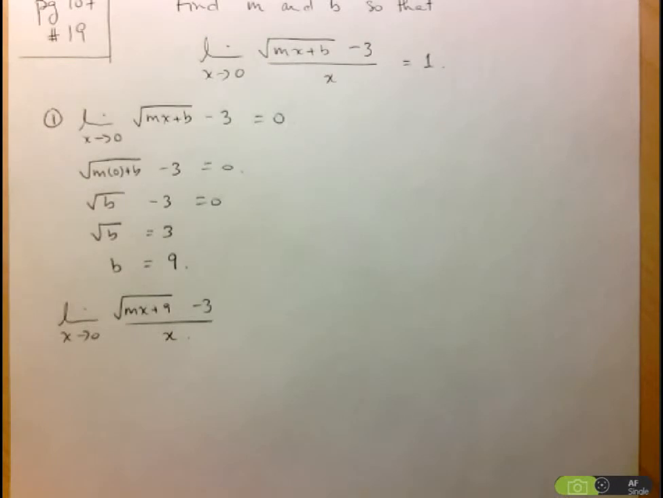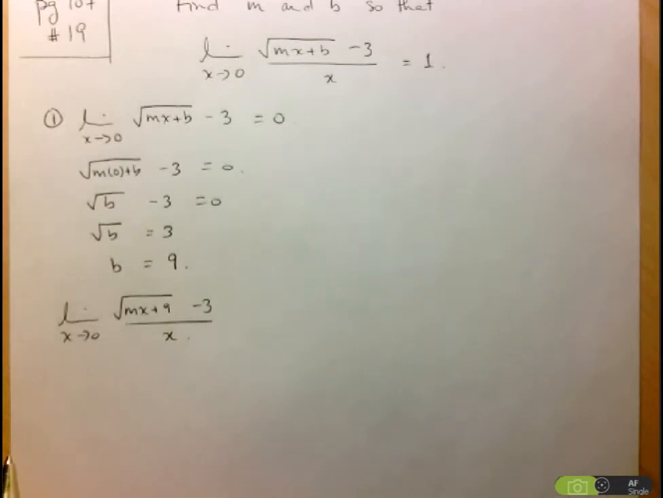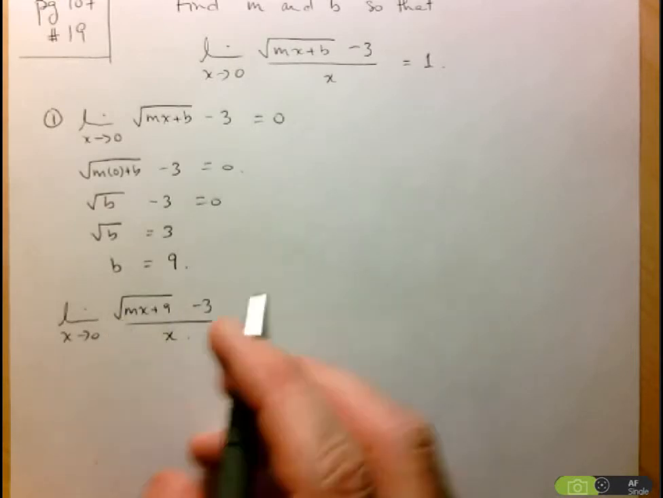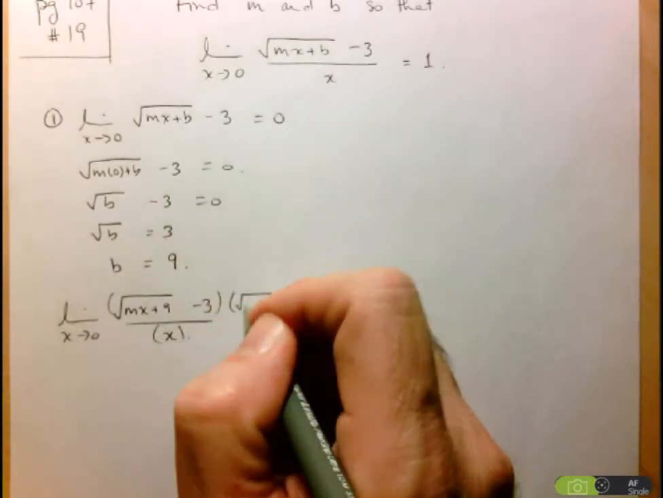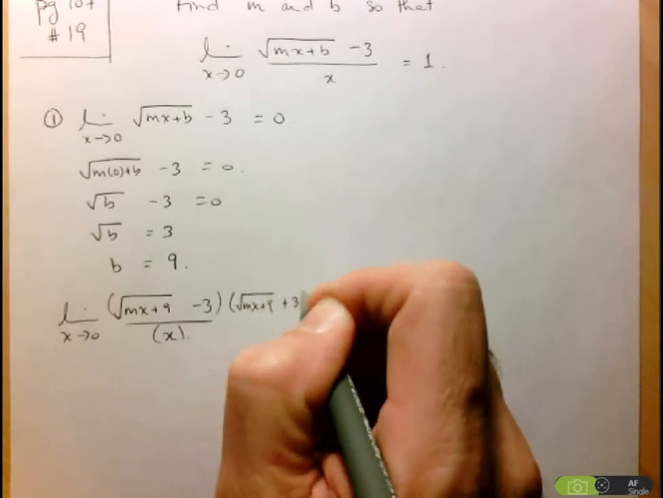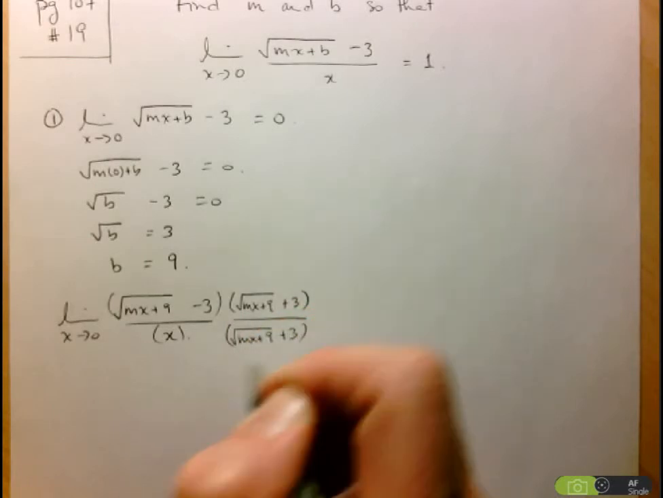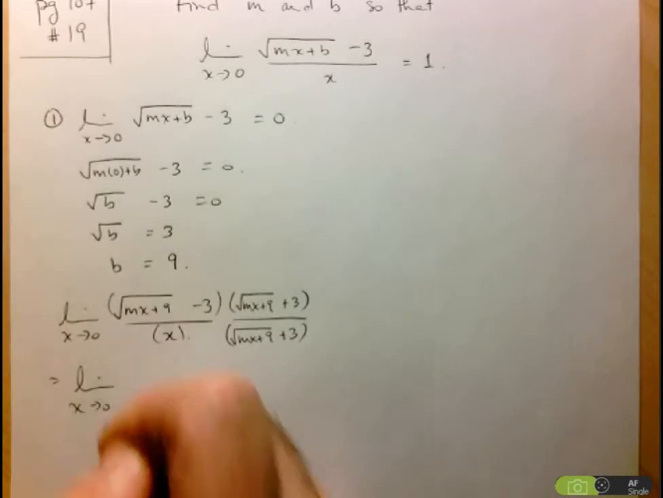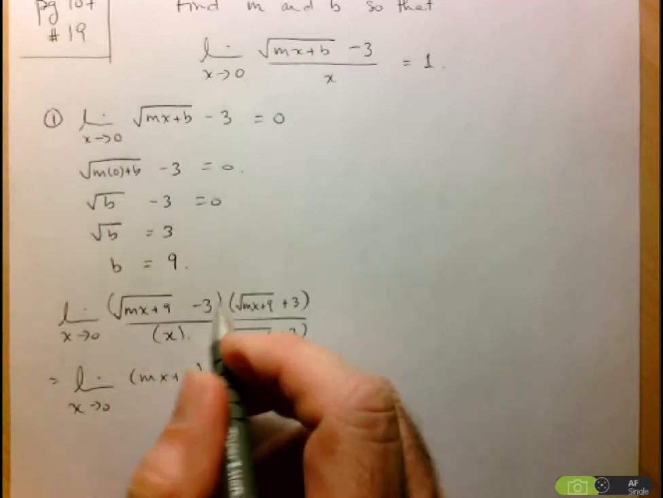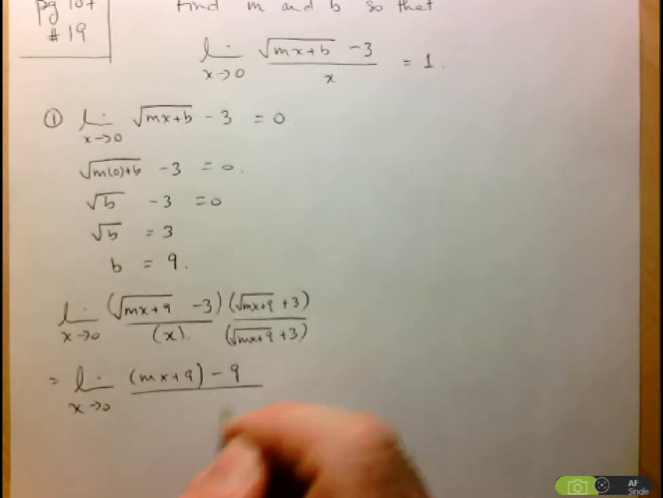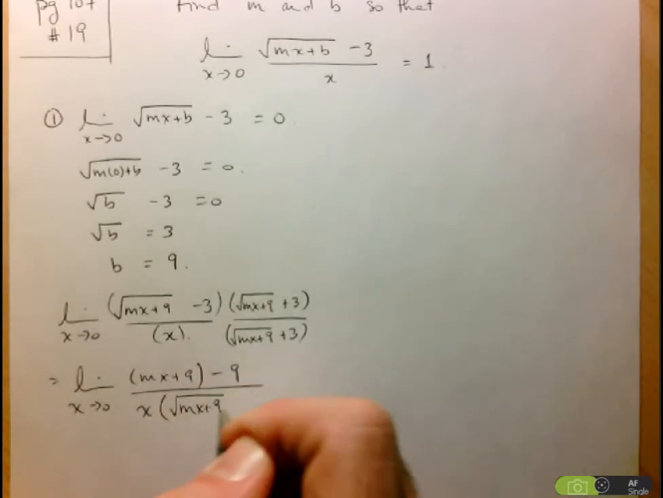Okay, and I need to find a way to reduce this x in the denominator. So again, as soon as you see a square root in the numerator, you should be thinking about rationalizing it. So I'm going to multiply this by root of mx plus 9, plus 3. Do the same in the denominator, root of mx plus 9, plus 3. And let's see where the algebra takes us. So this is equal to mx plus 9, and then difference of squares, so that's just minus 9, and the denominator we have x times root of mx plus 9, plus 3.